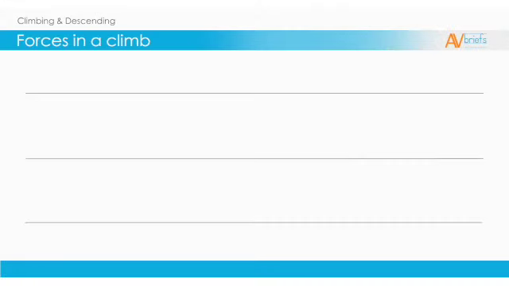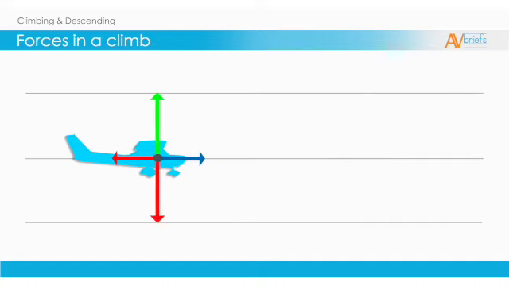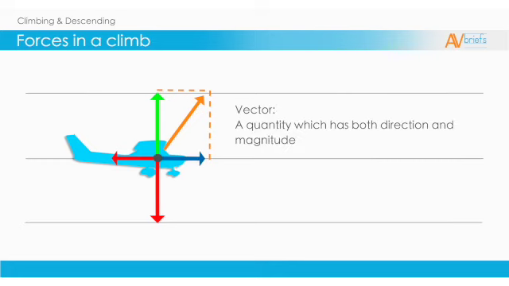The forces in a climb. From the previous lessons, you'll remember that there are 4 forces in action in flight. Those same forces are in action in a climb. A vector. This is a quantity which has both direction and magnitude. That is to say, it has direction and strength.